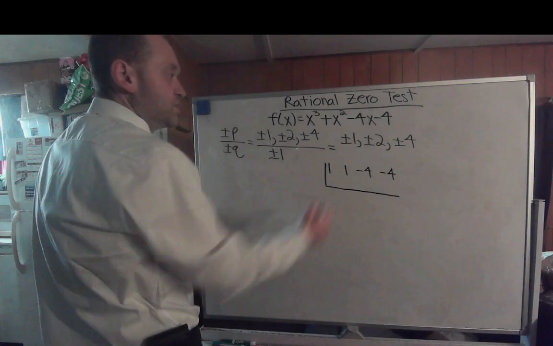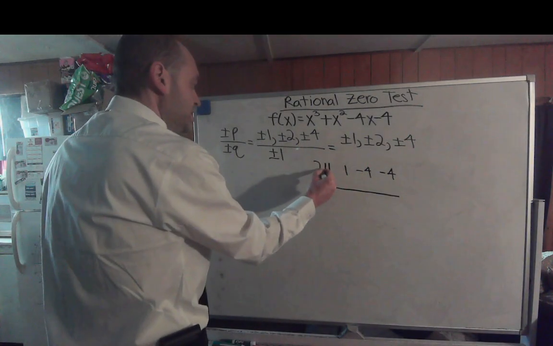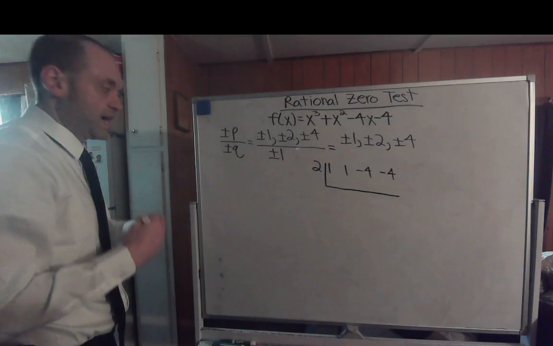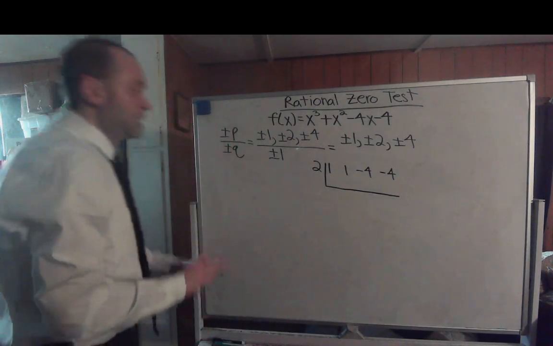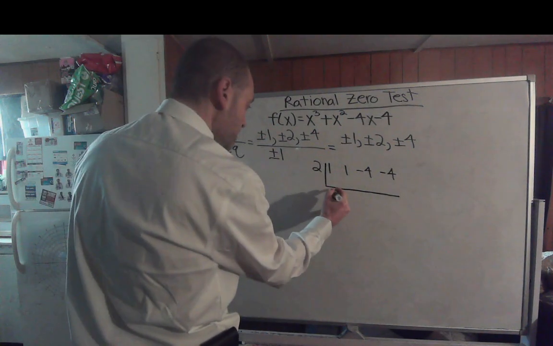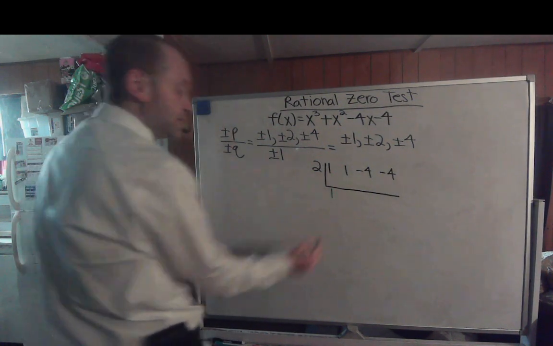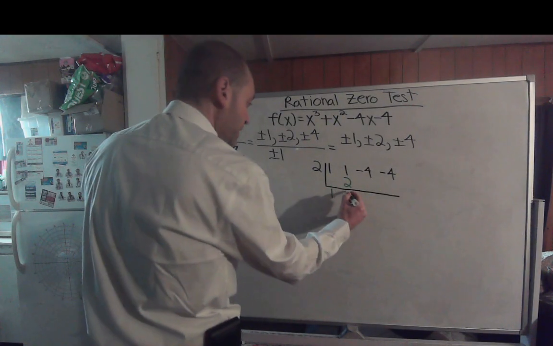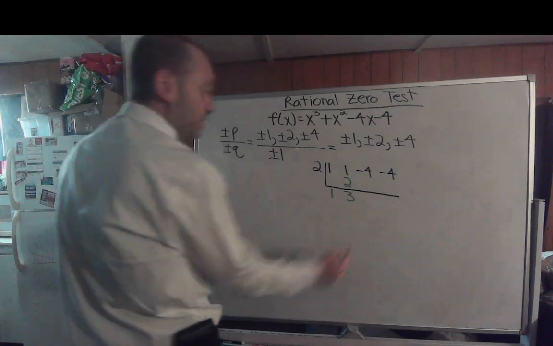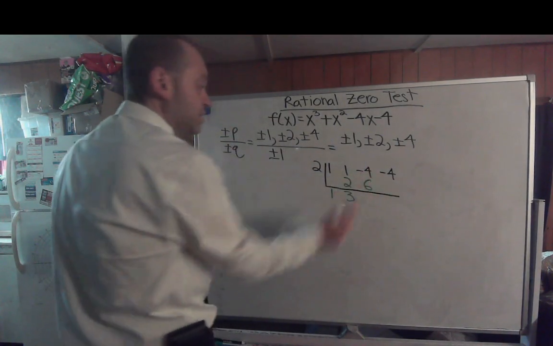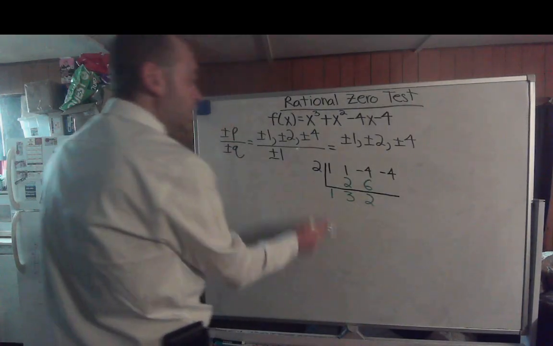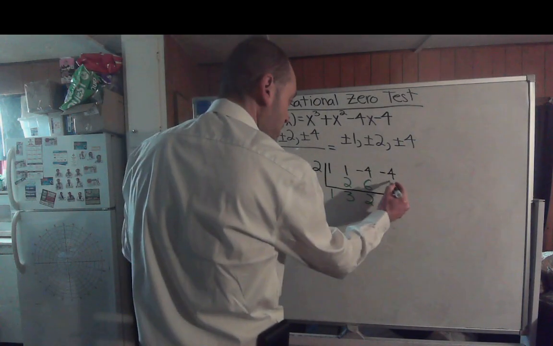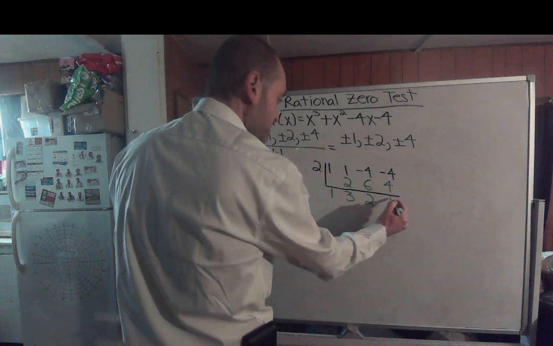I'm going to use positive 2. Let's take positive 2 as a possible rational zero. So now let's go ahead and bring down that 1. So what's 2 times 1? That's going to be 2. Well, 1 plus 2 is 3. 2 times 3 is 6. Now negative 4 plus 6 is 2. All right, 2 times 2 is 4. So negative 4 plus 4 is 0.